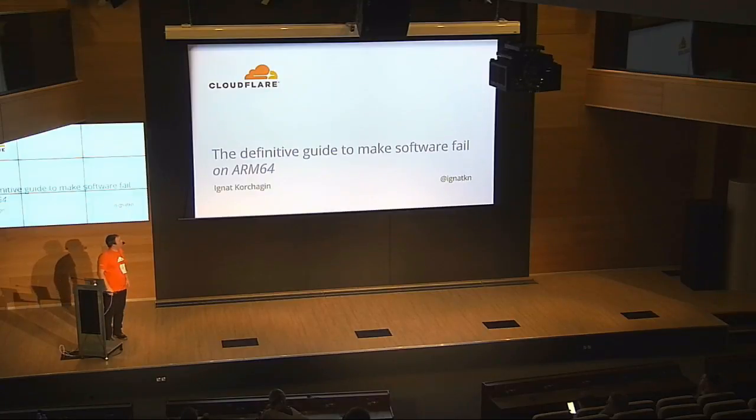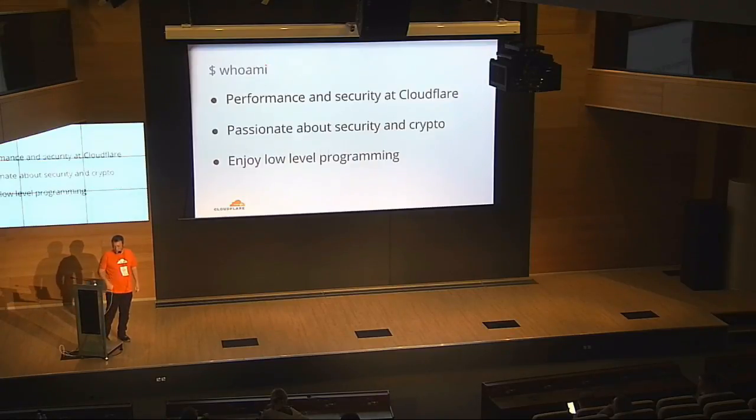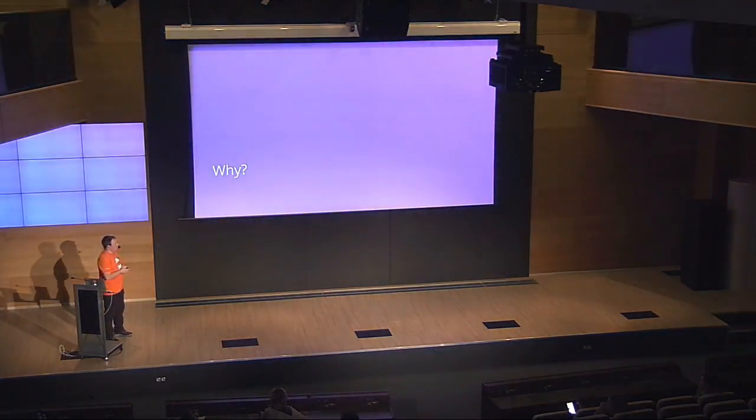Okay, so today we're going to talk about how to make a software fail on ARM64. First, a little bit about myself. My name is Ignat. I work for Cloudflare. I do performance and security. I'm kind of passionate about cryptography, and I also enjoy low-level programming, so like Linux kernel, bootloaders, and other very low-level and scary stuff. So first of all, why?